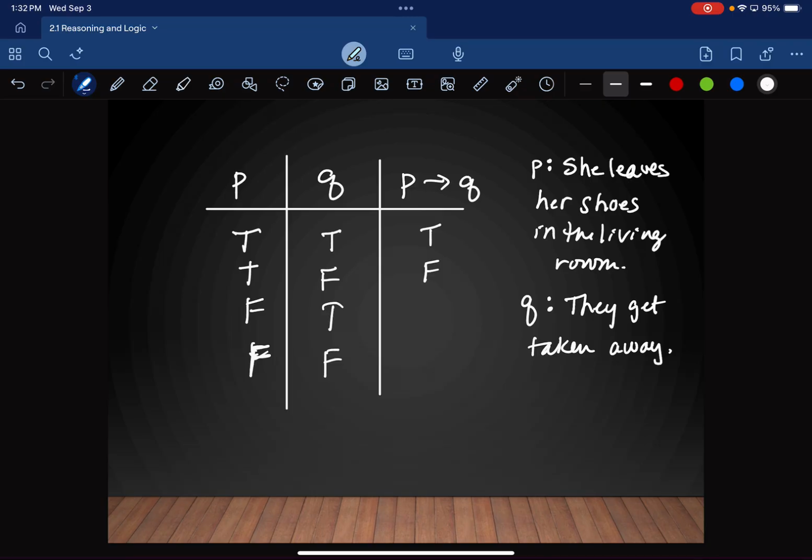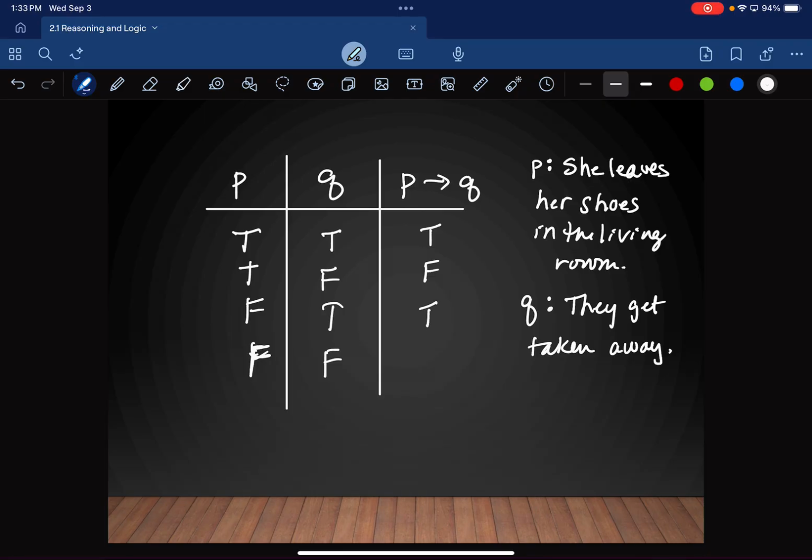Now, the next two are the parts that trick people up. Those first two people are usually good with. It's the next two lines. So the next two lines actually talk about the fact that she doesn't leave her shoes in the living room, right? That's what the false would mean underneath that column. And one of them results in the shoes being taken and the one results in them not being taken. Okay, are you with me? Those both can be true statements.